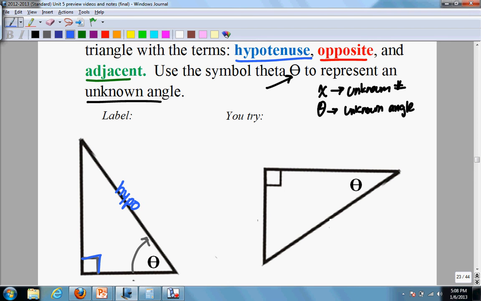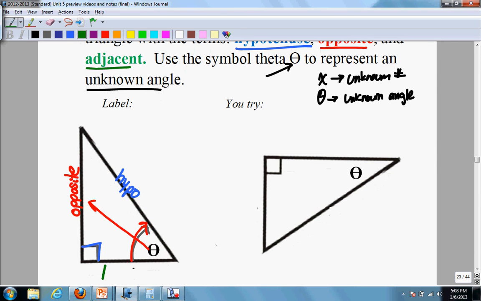Now, which one's opposite and which one's adjacent? If this is our theta, sweep it again. Now draw an arrow from theta pointing to the opposite side. The side opposite of the theta, that's called opposite. And then adjacent means next to. In this case, adjacent would be here.